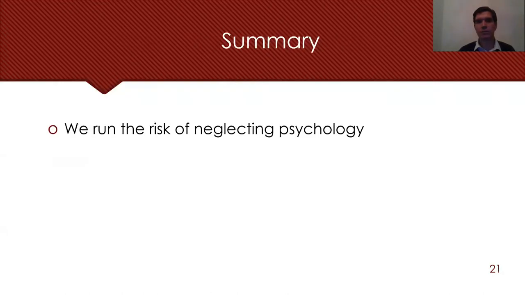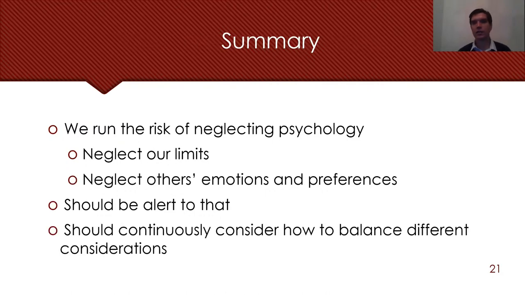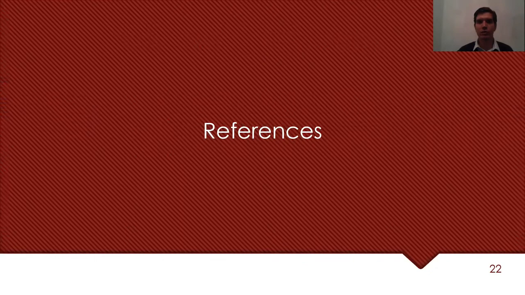So to sum up, in effective altruism, there is a risk that we neglect psychological considerations when we're estimating the impact of our actions. We might neglect our own limits, we might neglect other people's emotions and preferences, and we should be alert to that, and we should continuously consider how to balance psychological considerations against other considerations when we're deciding what to do. So that's it.